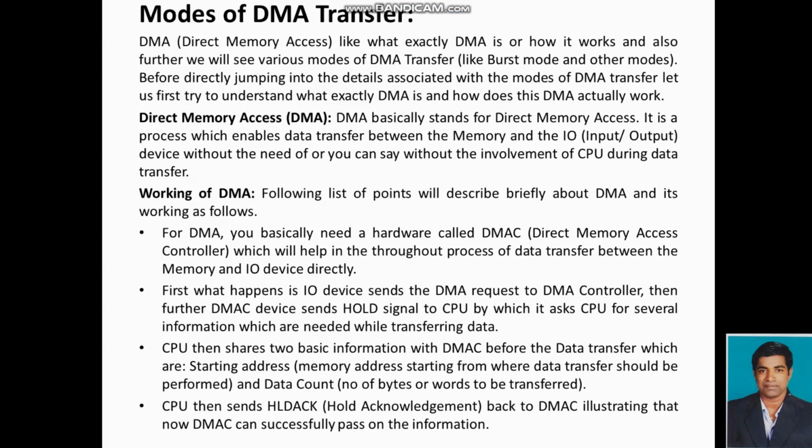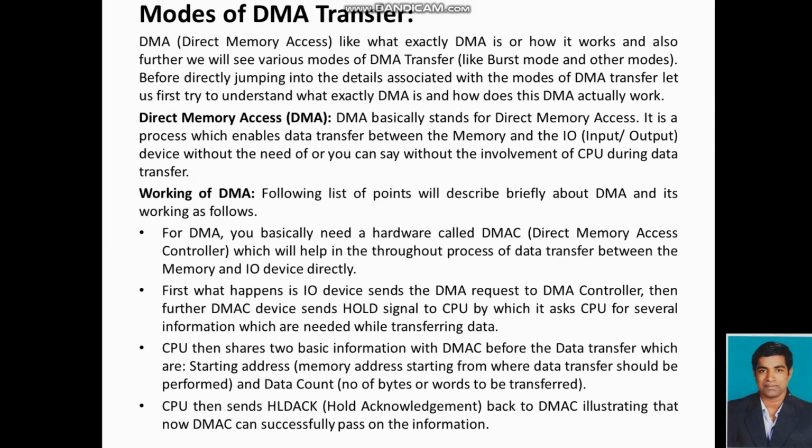For DMA, you basically need a hardware called the DMAC, Direct Memory Access Controller, which will help throughout the process of data transfer between memory and IO device directly. First, the IO device sends a DMA request to the DMA controller, then the DMAC sends a HOLD signal to the CPU, by which it asks the CPU for several pieces of information which are needed while transferring data.